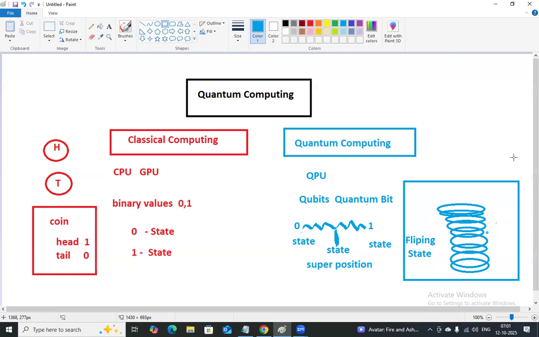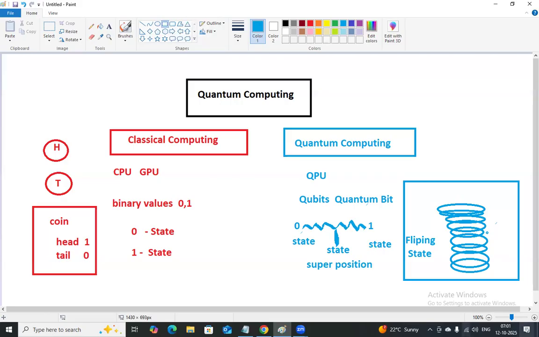Take an encryption algorithm, for example a 256-bit encryption algorithm. A normal computer will take 1 or 2 years to decrypt it, while a quantum computer will take just 2 or 3 seconds. That kind of high performance is available in quantum computing, which is now being developed by different companies. Google is developing it, IBM is developing it, and Microsoft is also involved in developing quantum computers.